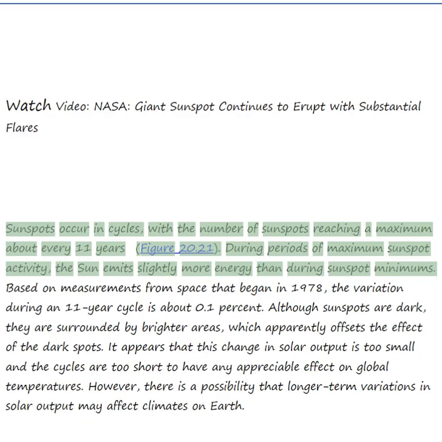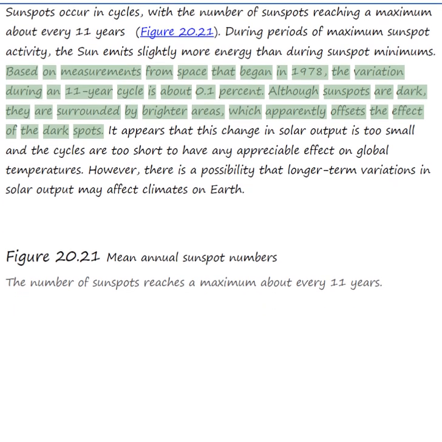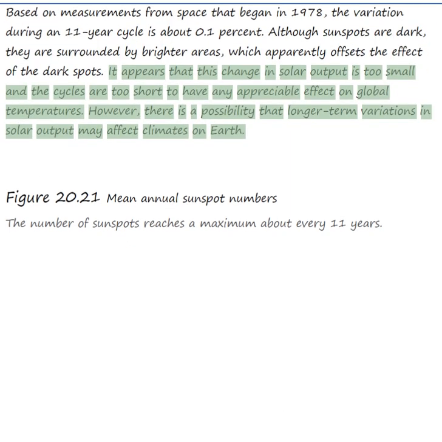Sunspots occur in cycles, with the number of sunspots reaching a maximum about every 11 years. During periods of maximum sunspot activity, the Sun emits slightly more energy than during sunspot minimums. Based on measurements from space that began in 1978, the variation during an 11-year cycle is about 0.1%. Although sunspots are dark, they are surrounded by brighter areas, which apparently offsets the effect of the dark spots. It appears that this change in solar output is too small and the cycles are too short to have any appreciable effect on global temperatures.